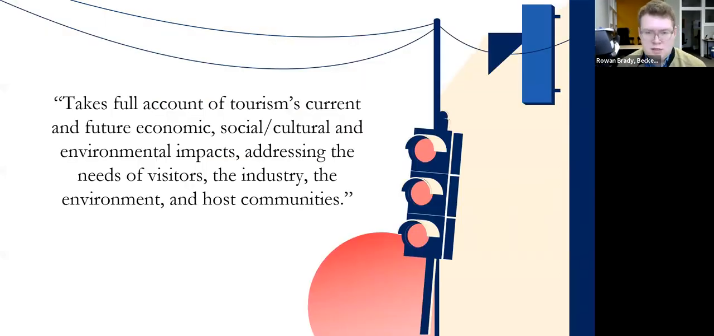Some of you may have heard the phrase sustainable tourism before, and I wanted to provide one definition. This definition is from the United Nations Global Sustainable Tourism Council, or the GSTC. The GSTC states that sustainable tourism takes full account of tourism's current and future economic, social, cultural, and environmental impacts, addressing the needs of visitors, the industry, the environment, and host community. So as we go through the rest of the presentation, think about how these principles can apply to Traverse City or how this definition may differ from your view on what sustainable tourism means. Next slide.